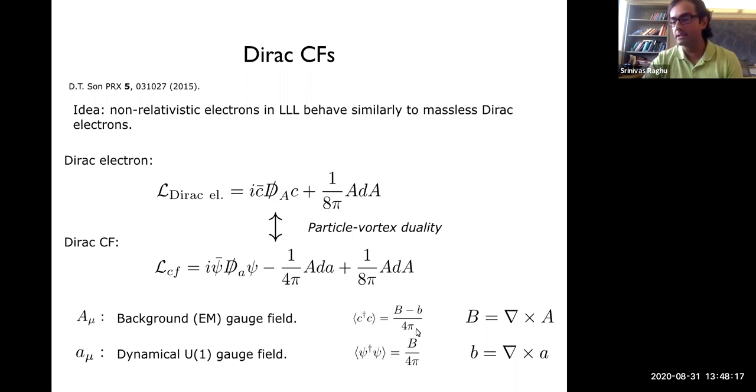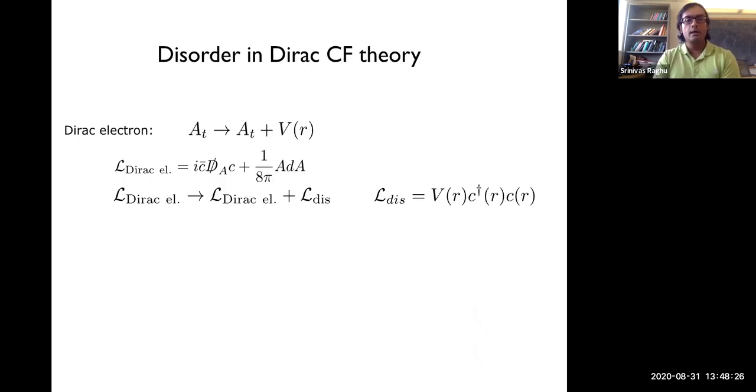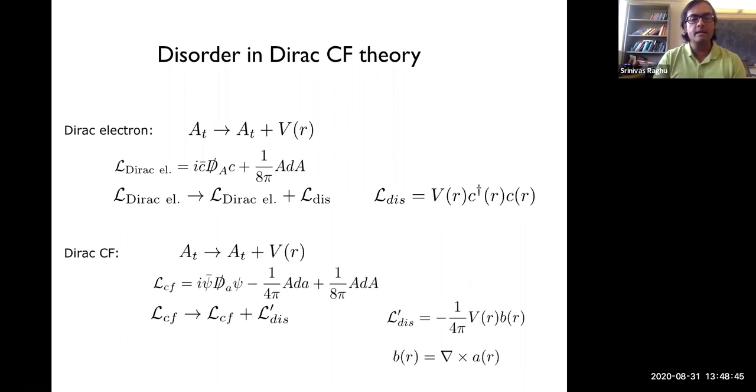We will need this because what I'm about to do next is take these theories and add disorder and interactions to them. Okay, so we're going to add disorder by shifting the background field, the time component, by some quenched random potential V of R. And when we do that, the Lagrangian for the Dirac electrons will shift and obtain a random potential coupled to its density. Okay, we can do the same thing in the dual composite fermion representation.